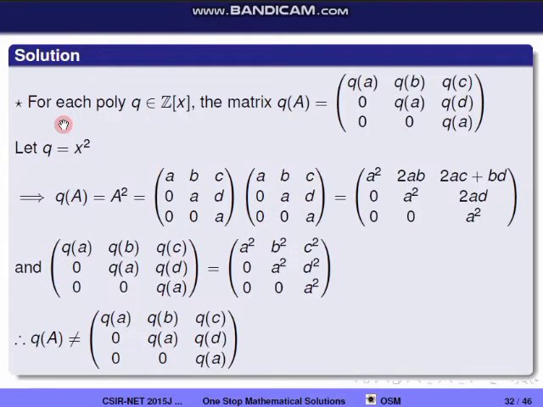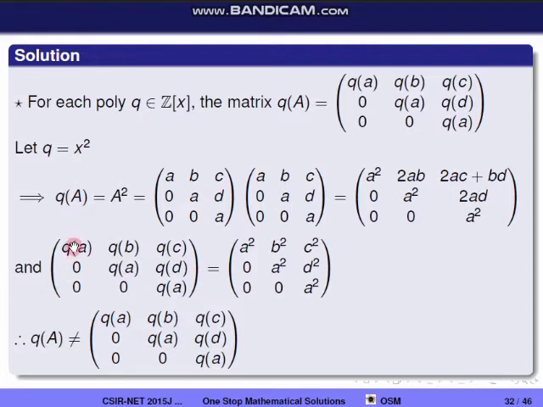Option: for each polynomial q in Z of x, the matrix q of A is equal to the matrix with q of A, q of B, q of C, 0, q of A, q of D, 0, 0, q of A. So we'll check that. Let me take a polynomial q equal to x square. So we have to check q of A is equal to this matrix. We have q of A is equal to A square from this equation, so we have to multiply A twice. When we multiply, we get a matrix like this. So we have to check whether this is equal to this matrix.